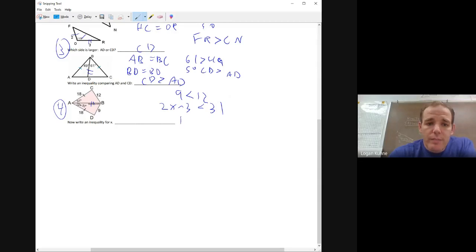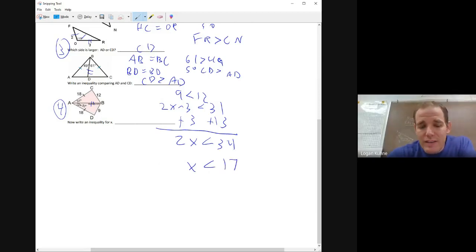Okay, yep. Add 3 to both sides. 2x is less than 34. So x is less than 17. Now be careful, we're not saying x equals 17. It's got to be less than 17.